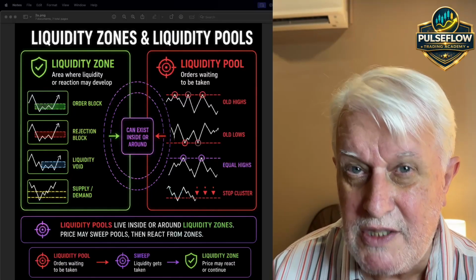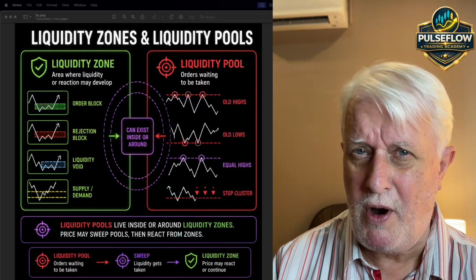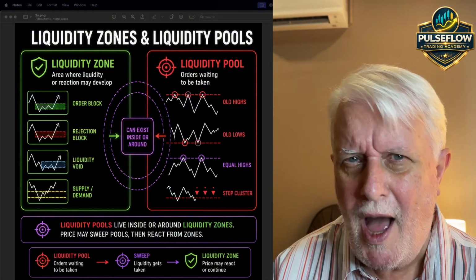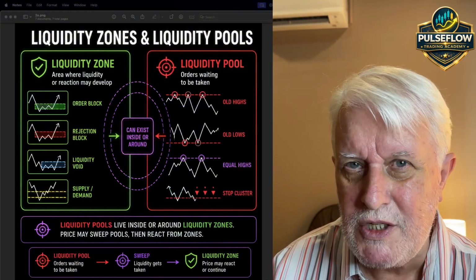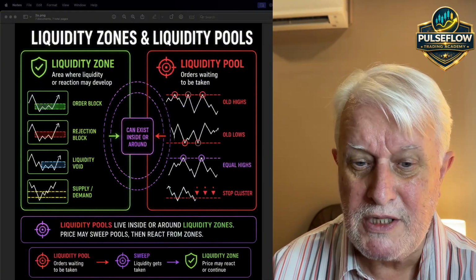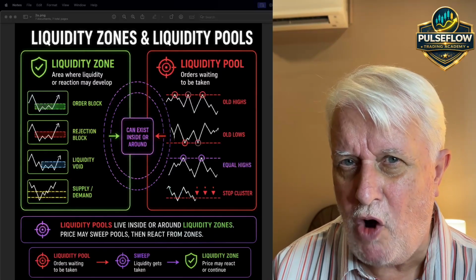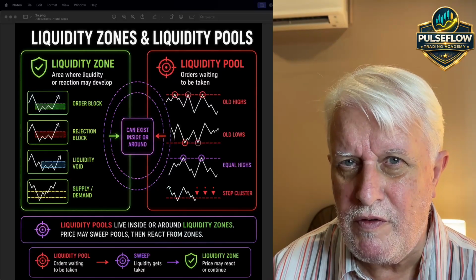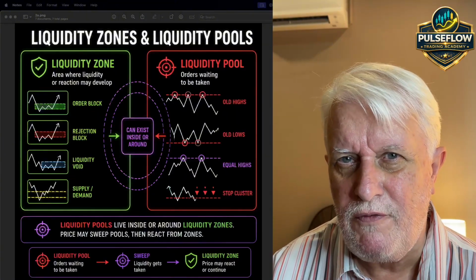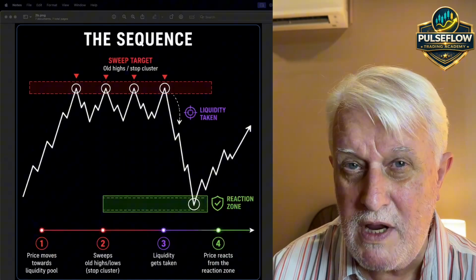Sometimes the liquidity is the target. Sometimes the zone is where price reacts. Sometimes both happen in the same area. And that is why context matters. Price may run into a visible high, take the liquidity, then reject from a block formed around the same move. Or price may sweep an obvious level first, then travel deeper into a reaction zone.